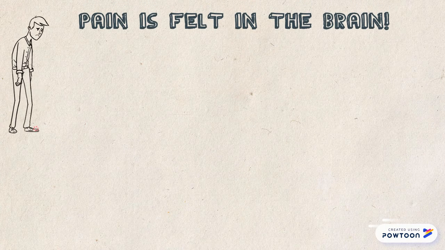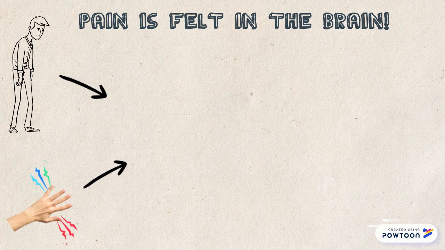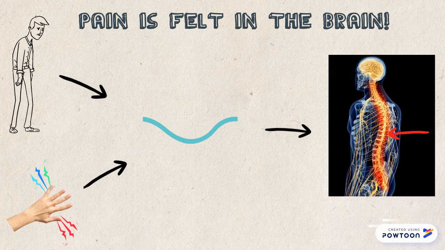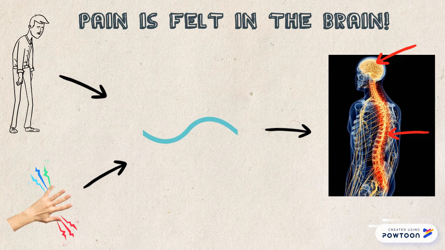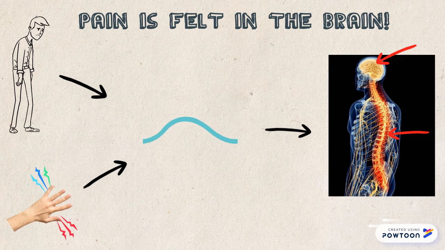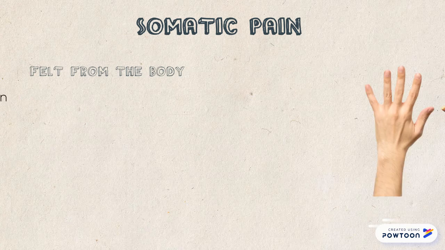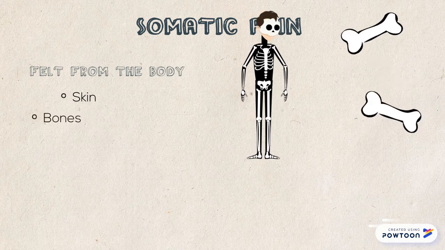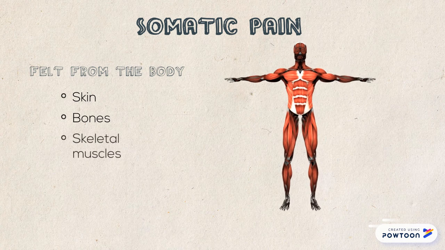Pain is actually felt in the brain. So if we go back to our friend who stubbed his toe or burnt his hand, the pain travels through the nociceptors to nerves. They go through the spinal cord and up to the cerebral cortex of the brain where pain is processed. Somatic pain is felt from the body through our skin, bones, and skeletal muscles.